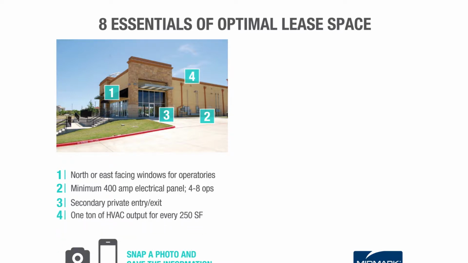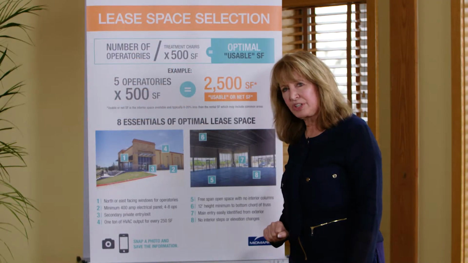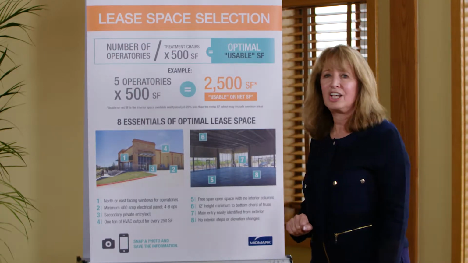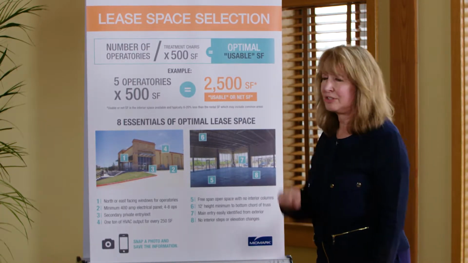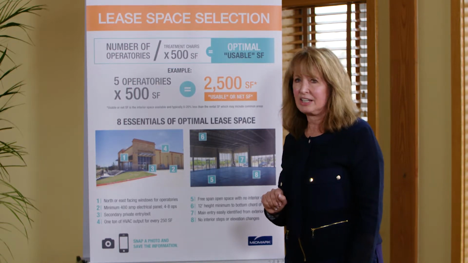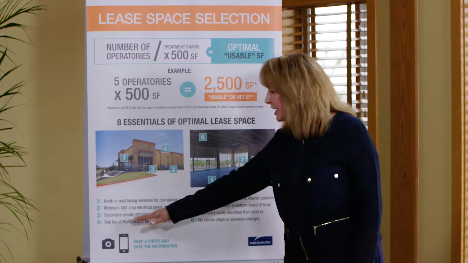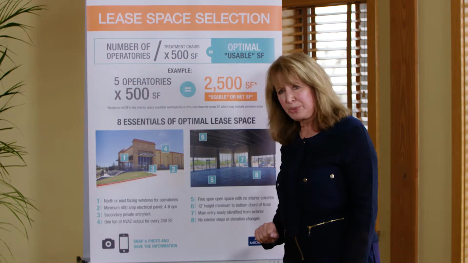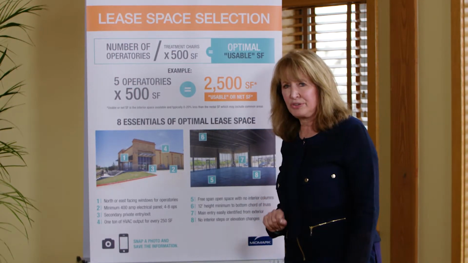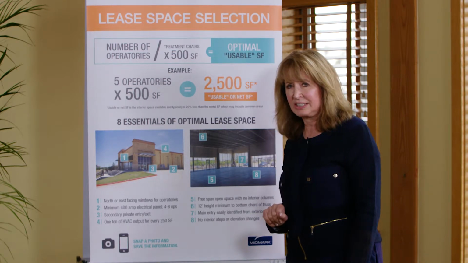Number 4, we want to have 1 ton of HVAC for every 250 square feet of facility. And the reason that's important is oftentimes HVAC subcontractors will assume 400 square feet for a ton. That's not going to be enough air for a dental facility. So we're highly recommending that you make sure they understand the amount of output that you want in HVAC, which is 1 ton for every 250 square feet of your facility.